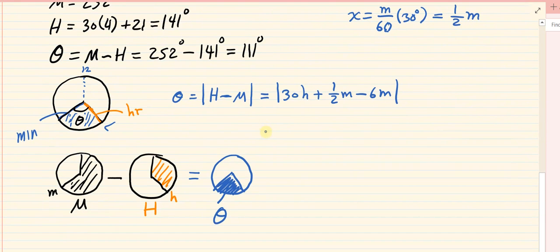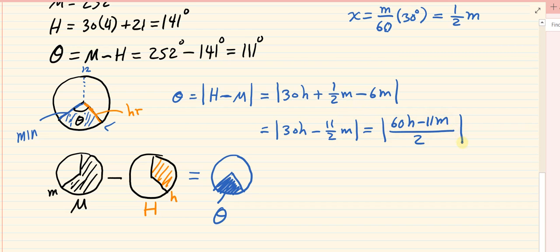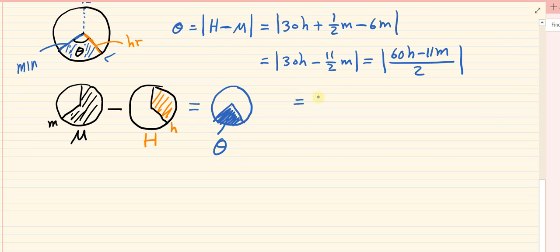And then I can do simple arithmetic here. This is going to give me the absolute value of 30H minus 11/2 M, because you have 6, take away a half from 6, you get 5/2, I mean 5 1/2, which is 11/2 M. And if I get the LCD, I can write this as 60H minus 11M divided by 2. That's the least common denominator. And I can bring out the 1/2. And that would be 60H minus 11M. So there you go. That's the measure of angle theta.